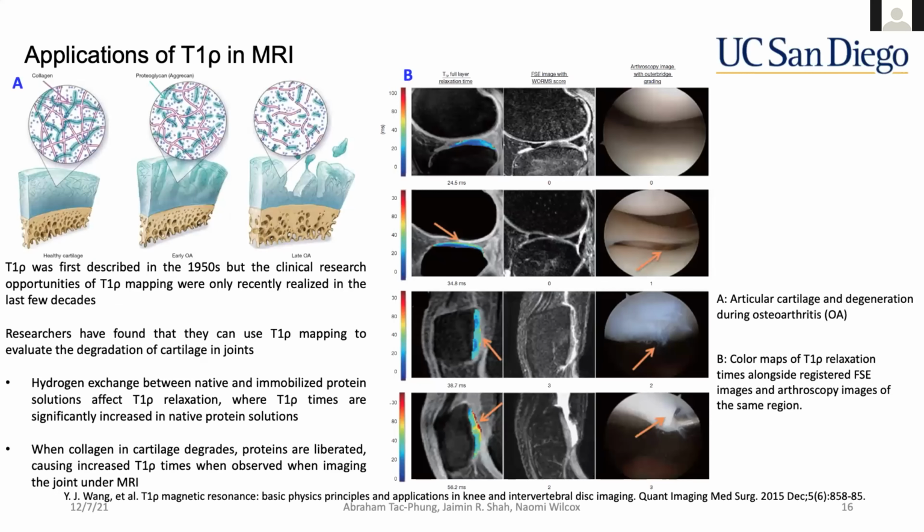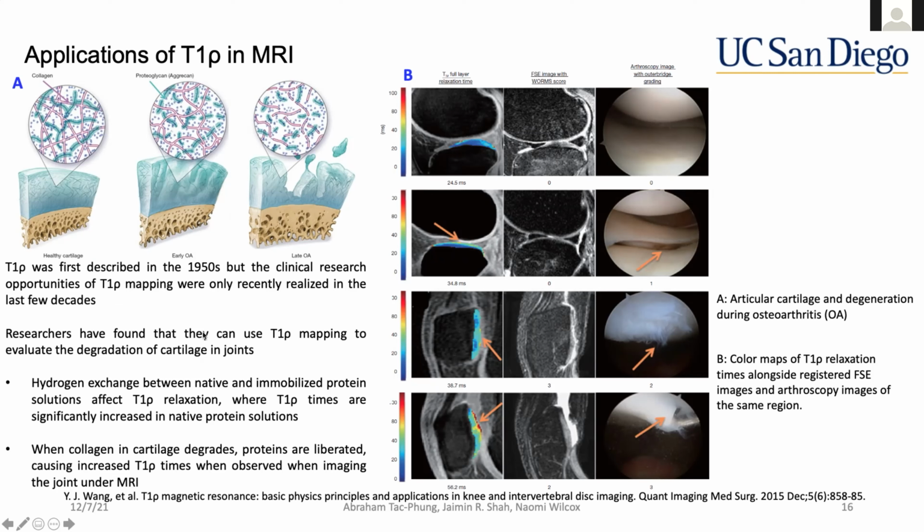So one application in research for T1 rho MRI is diagnosing osteoarthritis. Although T1 rho was described back in the 1950s, it's actually become a very new hot topic in clinical research, where T1 rho mapping is used to evaluate the degradation of cartilage in the joints.